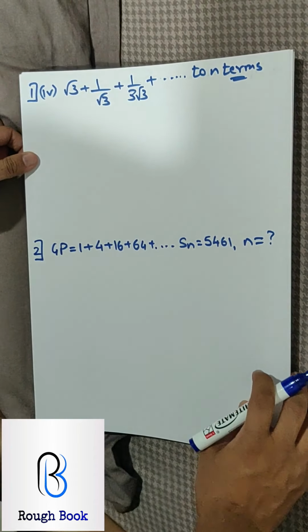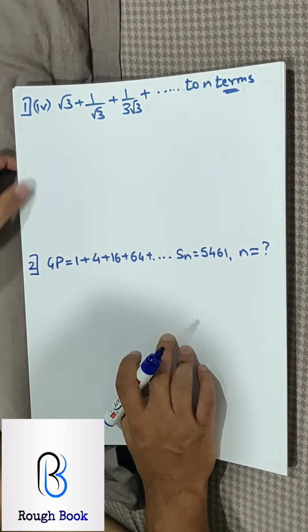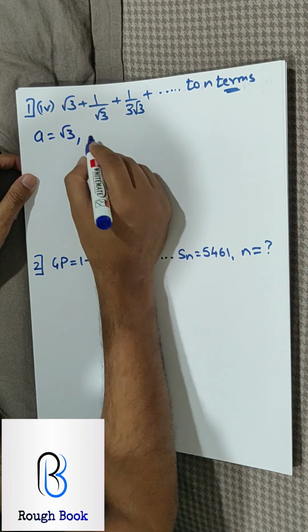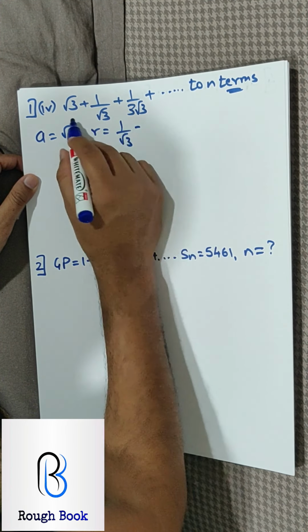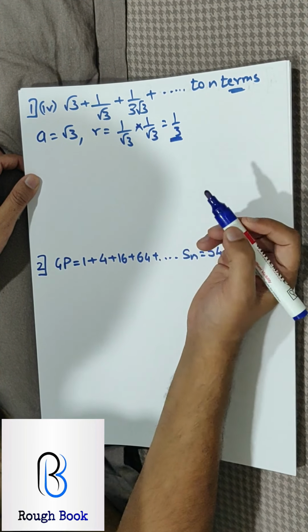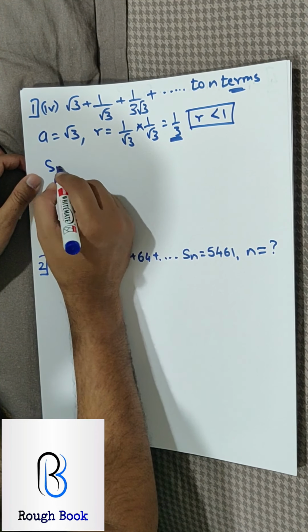Sum 1 part 4. Come on, this is slightly different. All of you can hit it. I want everyone to try it, please. Pause the video. Come on, try it. So first term is root 3, common ratio is 1 by root 3 divided by root 3, so into 1 by root 3, so 1 by 3 it becomes. Again r is less than 1, so my formula will change.